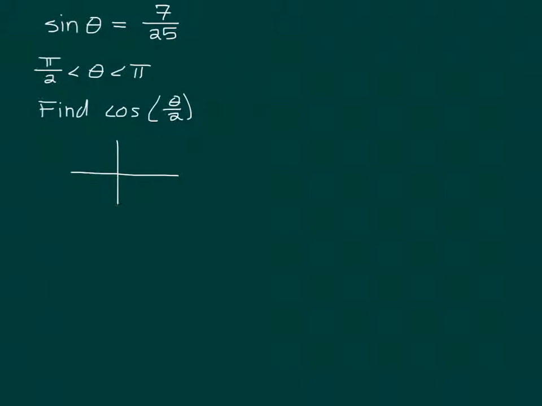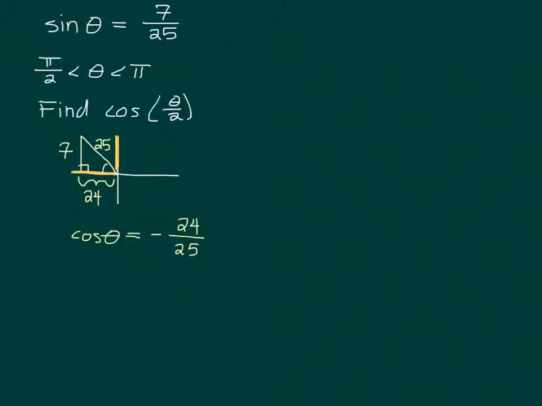We are between pi over 2 and pi. So our triangle will be in this quadrant. We know that sine of theta is 7 over 25. So we have to use Pythagorean theorem to figure out this, which is what? You didn't let me finish. 24. That tells us that cosine theta is negative 24/25. So you just have to be aware that since we're in the second quadrant, cosine should be negative.